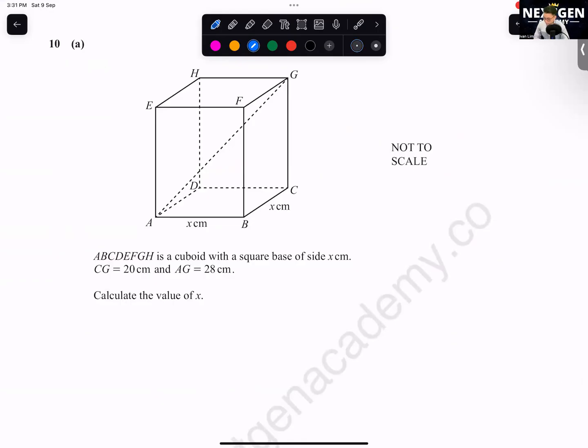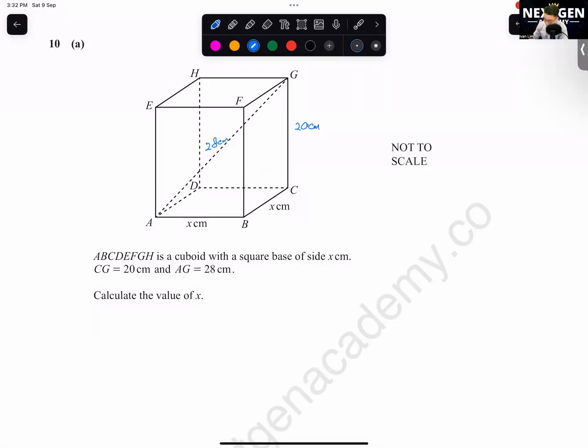Okay, question 10. This is a cuboid with side x, CG. Okay, where's CG? CG is 20 cm. Then AG. Okay, where is AG? AG is 28 cm. Okay, calculate the value of x. 4-mark question. So what do we need to calculate first?